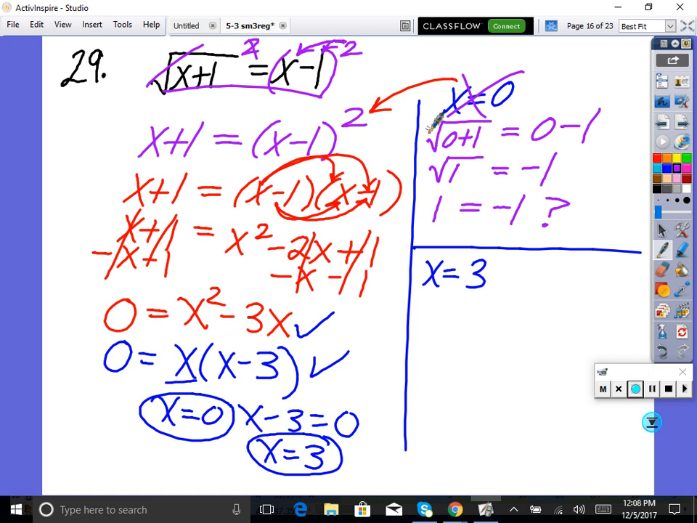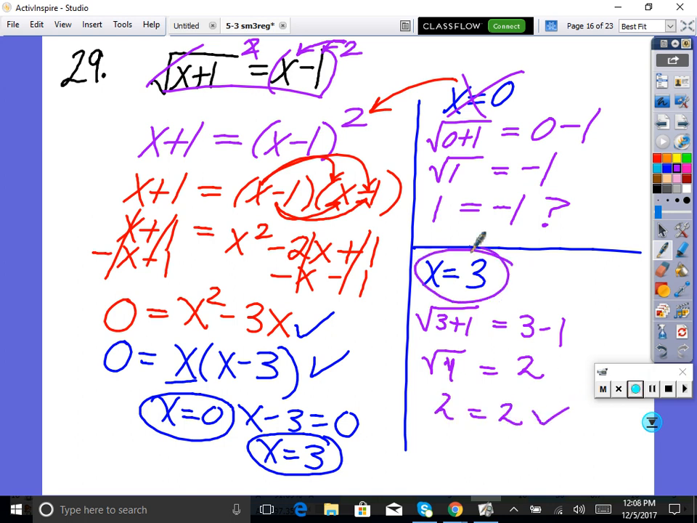Let's check 3. So we have the square root of 3 plus 1. Does that equal 3 minus 1? The square root of 4 equals 2. 2 equals 2. Am I right? Yup. So only keep that solution. So on a test, this is the kind of work you'd show. Then I knew you knew 0 was extraneous. Does that make sense, everybody? A little bit more involved of a problem.